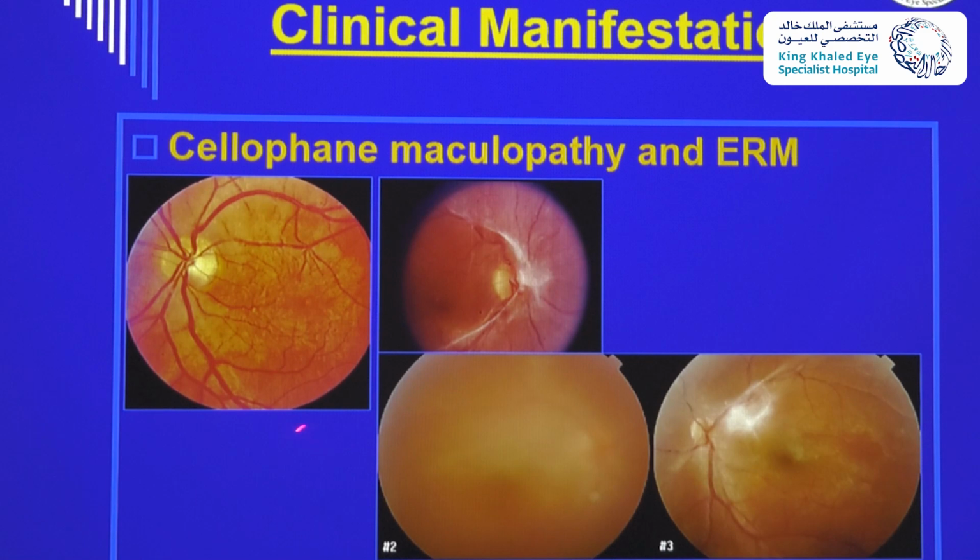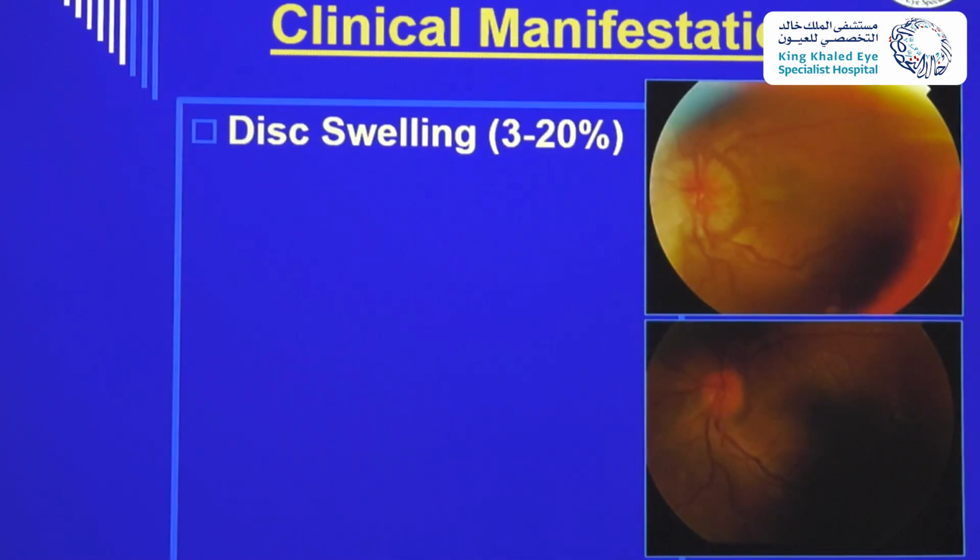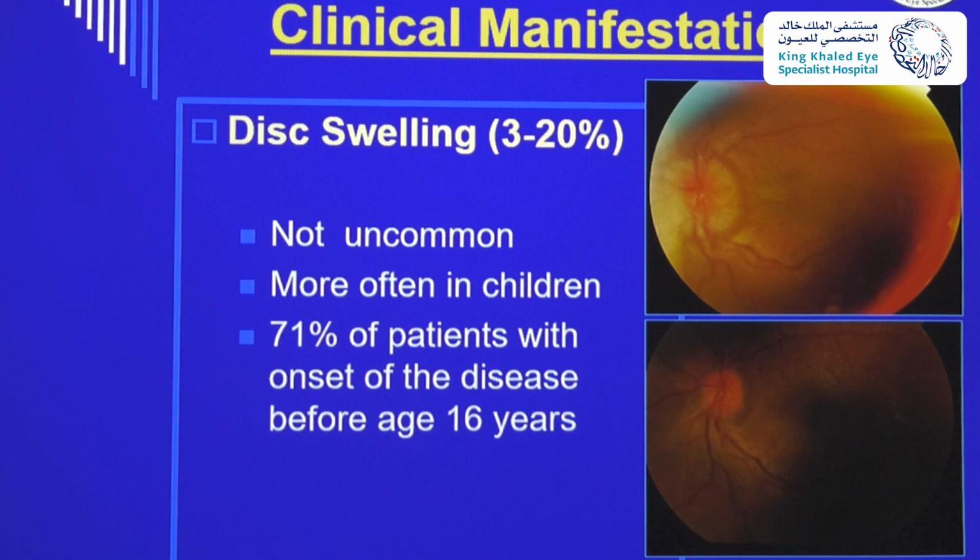Another complication of intermediate uveitis includes Irvine-Gass maculopathy and epiretinal membranes, as you see in this patient, and this is because of recurrence of the intraocular inflammation. Disc swelling is not uncommon to see in patients, especially children, who could present with intermediate uveitis and disc swelling.